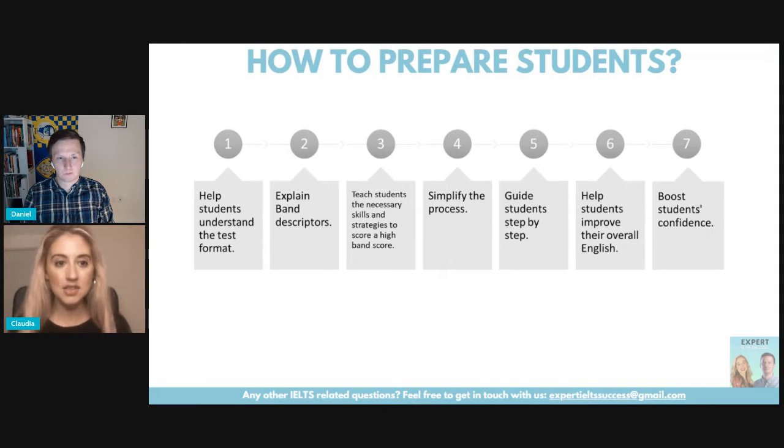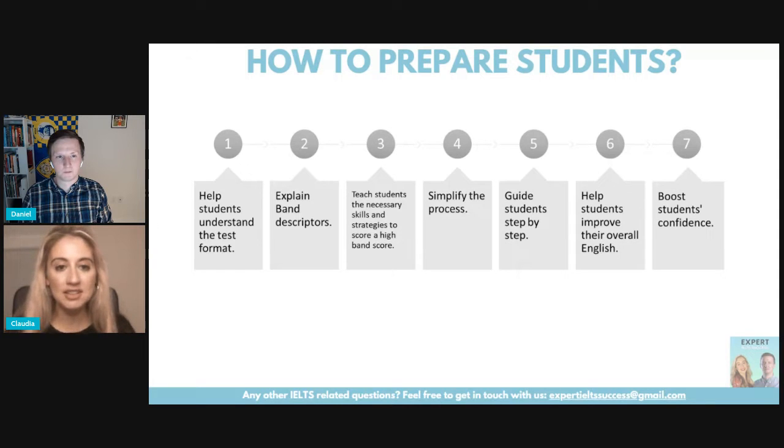And you don't want to brush over this. You want to understand the test format really, really well because each part of the test requires something different from the student. For example, in the speaking part of the test, part 3 is different to part 1. The topic may be the same, but the way the student answers the question is different. It should be different. And so understanding the test format in every part of the test, those little details, it's key. And then explaining the band descriptors to your students.